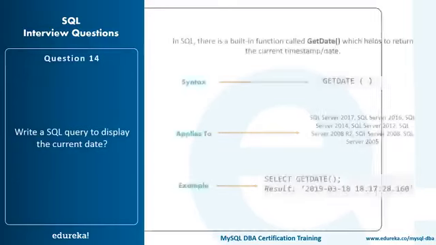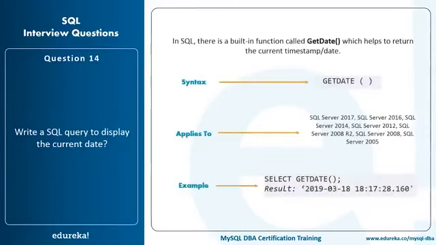Now when you attend interviews for a database administrator, let me tell you that not only theoretical questions are asked, but sometimes you're asked to write queries also. So they can give you some scenario based questions, or they can just ask you a few simple queries that you need to make sure that you know. So that's the reason this question could be asked: write a SQL query to display the current date.